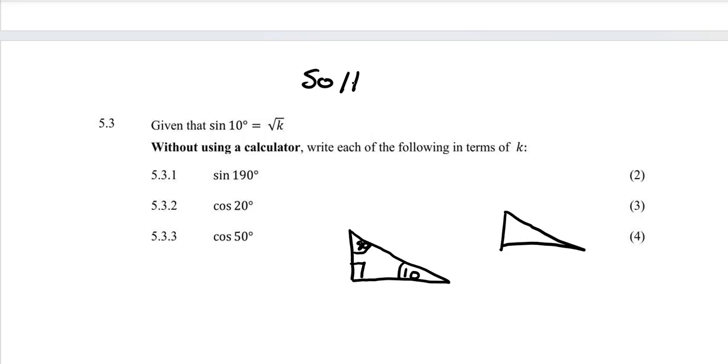Now we have sine. It means that sine is opposite over hypotenuse, and we know that this can be written as root k all over 1. Our opposite is root k, which we're going to put here. Our hypotenuse is 1, we're going to put it here.